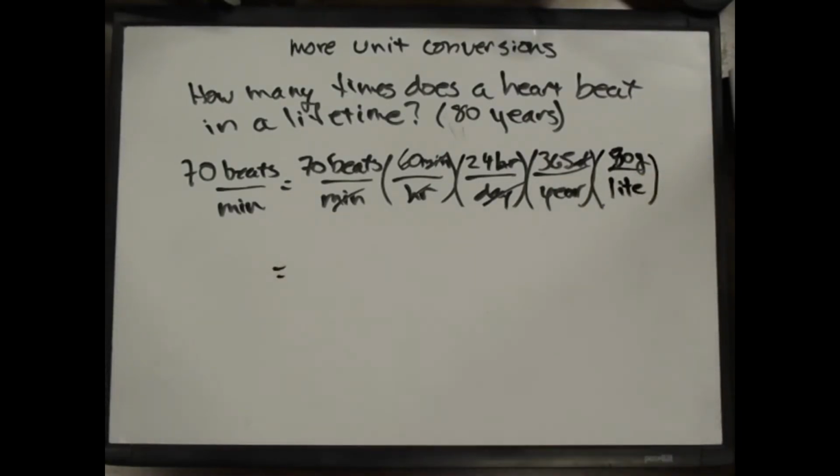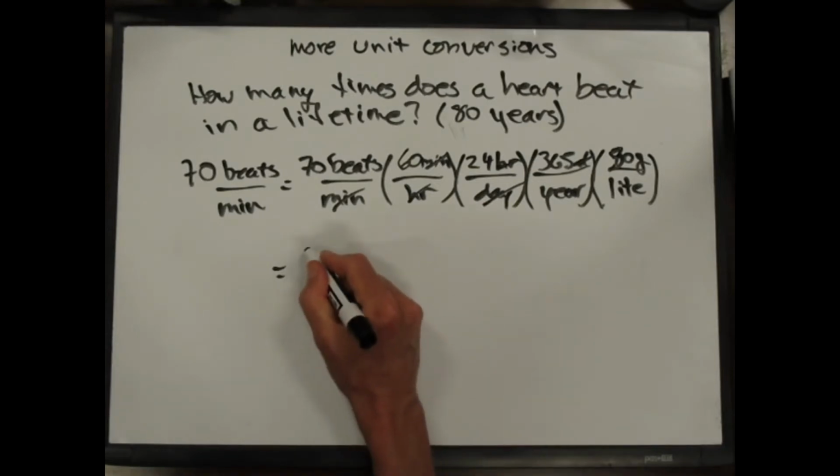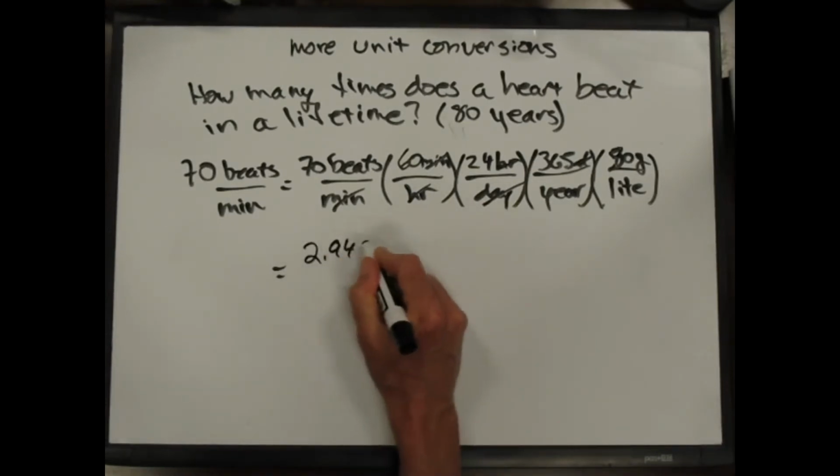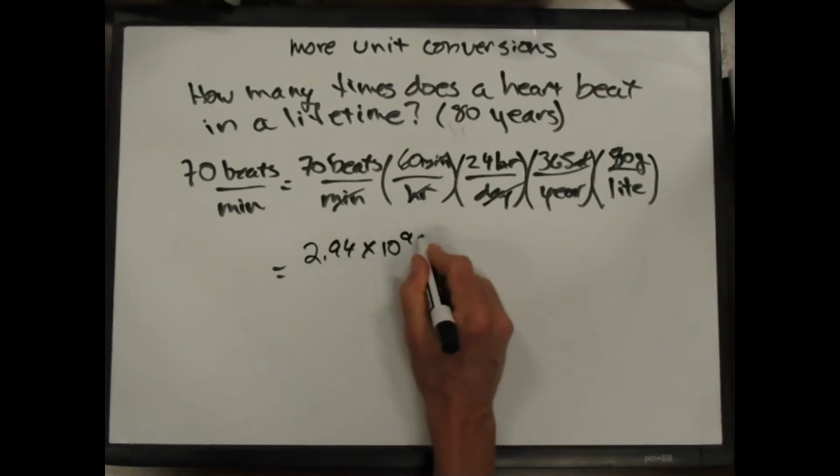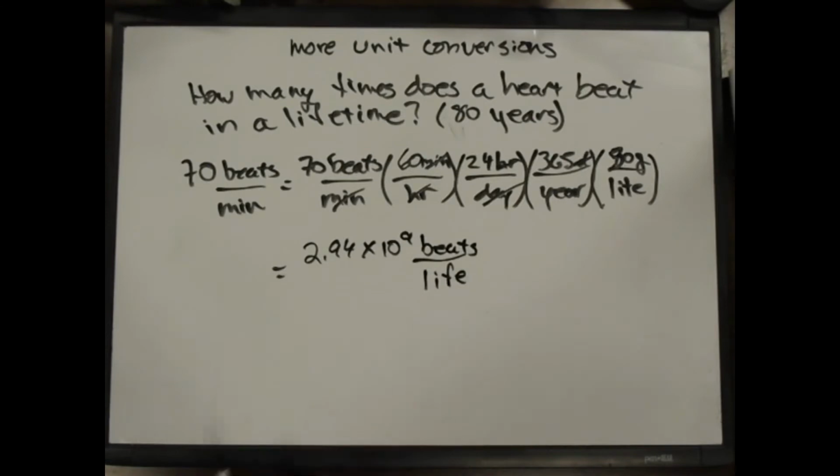Right? And so if I multiply all those together, I multiply 70 times 60 times 24 times 365 times 80, and I get 2.94 times 10 to the 9th. 2.94 times 10 to the 9th beats per life. You get about 3 billion heartbeats in your lifetime. Hopefully most of them are fun.